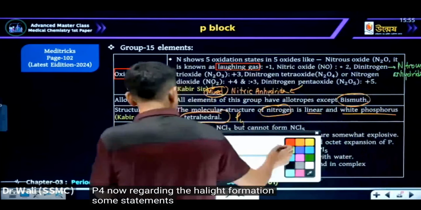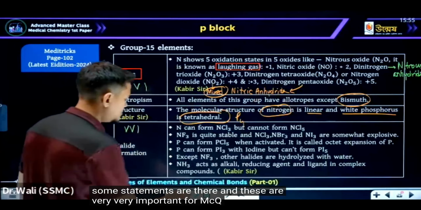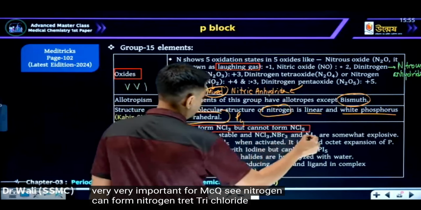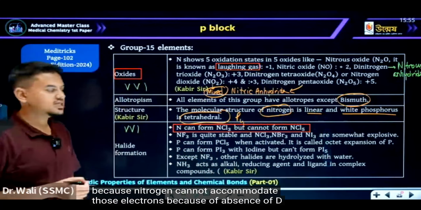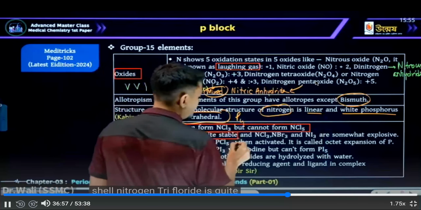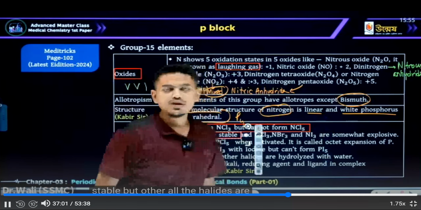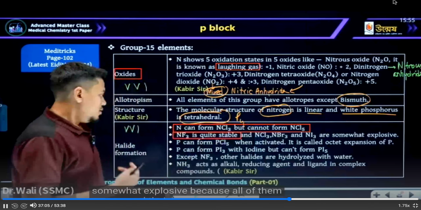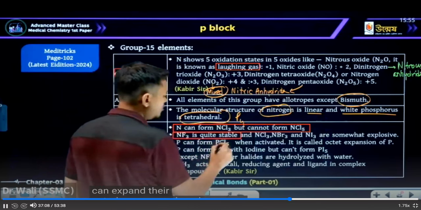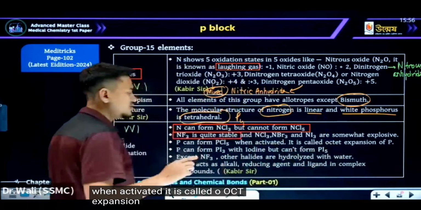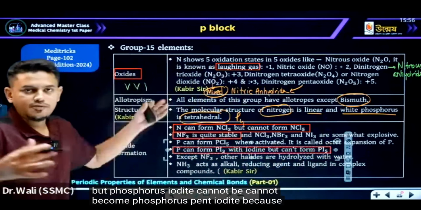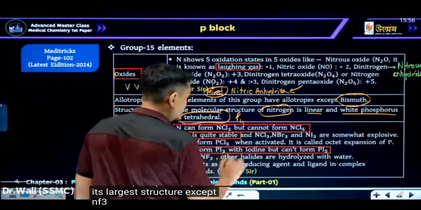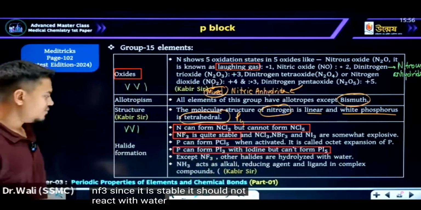Now, regarding halide formation, some statements are there, and these are very, very important for MCQ. See, nitrogen can form nitrogen trichloride, but cannot form nitrogen pentachloride because nitrogen cannot accommodate those electrons because of absence of d shell. Nitrogen trifluoride is quite stable, but all the other halides are somewhat explosive because all of them can expand their octet. Now, phosphorus can form PCl5 when activated. It is called octet expansion, but phosphorus iodide cannot become phosphorus pentaiodide because of its larger structure. Except NF3, since it is stable, it should not react with water.